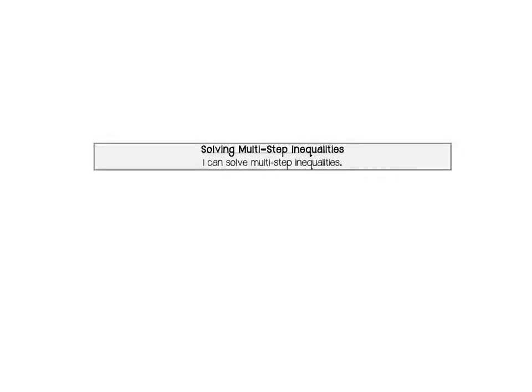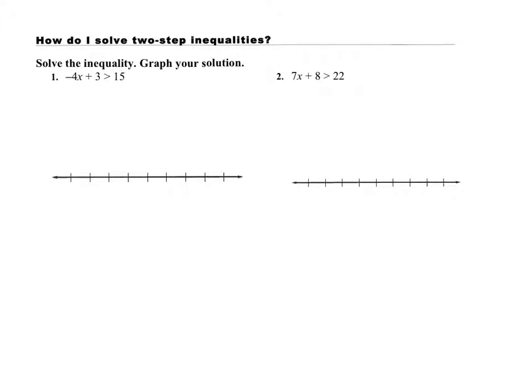In this lesson, we're going to look at solving multi-step inequalities. So how do I solve two-step inequalities? Solve the inequality and then graph your solution. I have negative 4x plus 3 is greater than 15. So I'm going to rewrite my inequality down here.